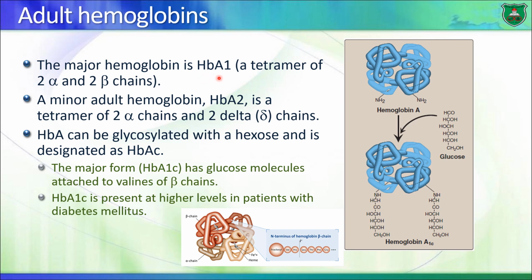What's interesting is that scientists have found out that HbA can be glycosylated. We're talking about HbA1 in particular. So HbA1 becomes glycosylated, and this glycosylation occurs at the N-terminus amino acid of the beta chains. The first amino acid of the beta chain is a valine. So at the N-terminus, you have attachment of a glucose molecule.